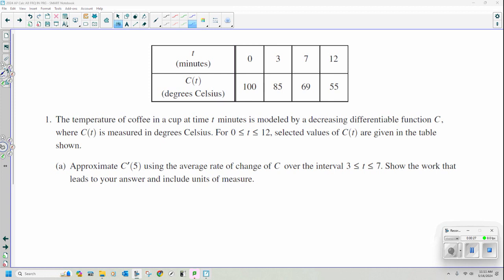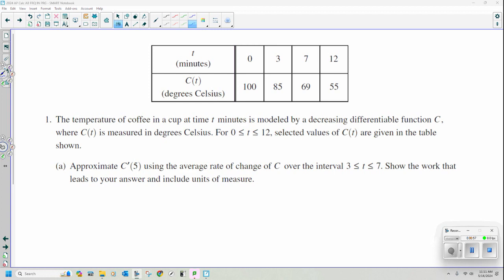Tables and charts and graphs. Oh my, I love when they give us this stuff. It makes for an easy question, especially in part one, which reads, the temperature of coffee in a cup at time t minutes is modeled by a decreasing differentiable function C, where C of t is measured in degrees Celsius for time between 0 and 12 inclusive. Selected values of C of t are given in the table shown.